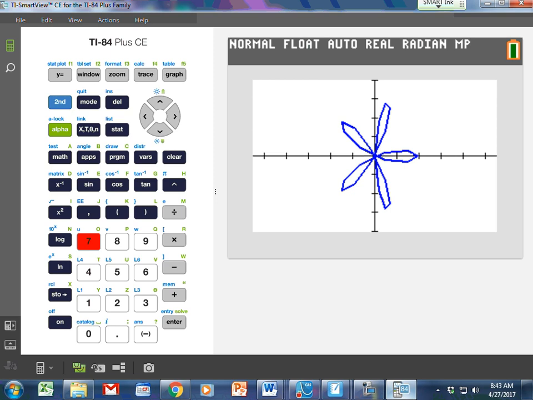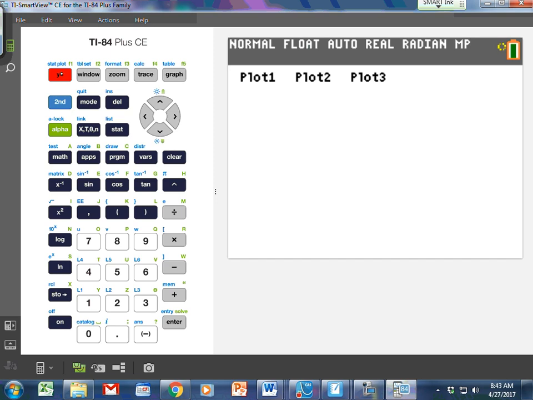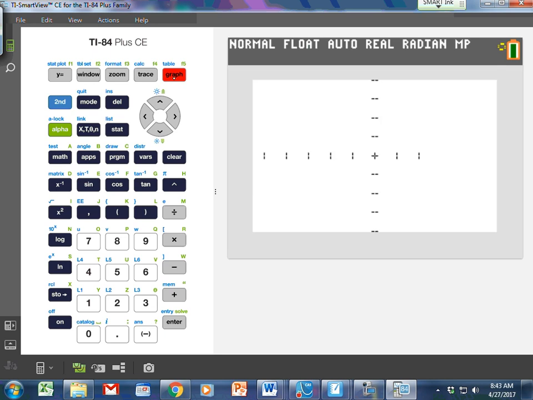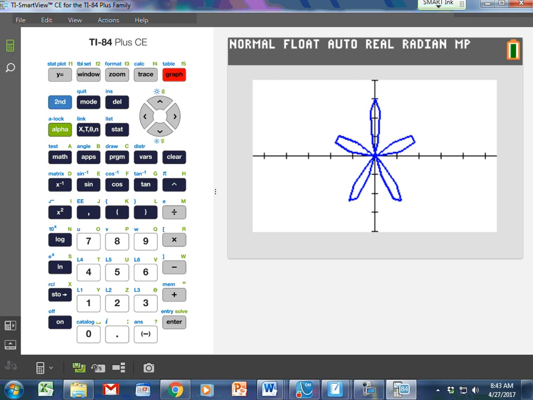Okay, and then the next one is r equals 3 sine of theta. Instead of cosine, now it's sine. So how does that change our picture? It changes the symmetry, right? It shifts it around so that we have the y-axis symmetry.